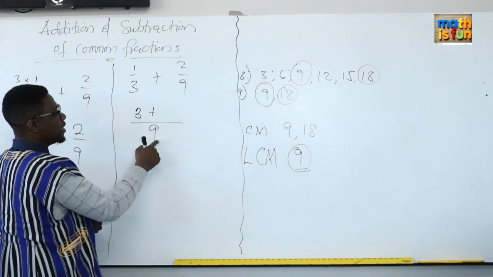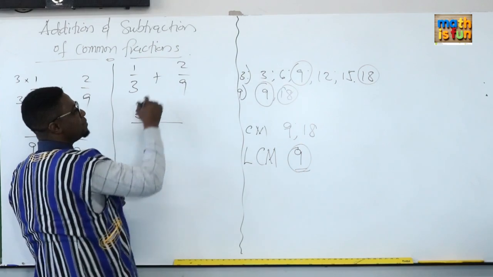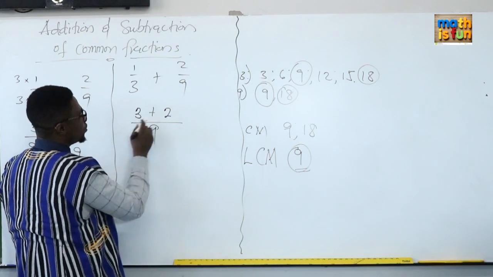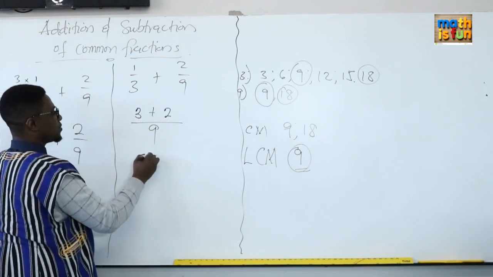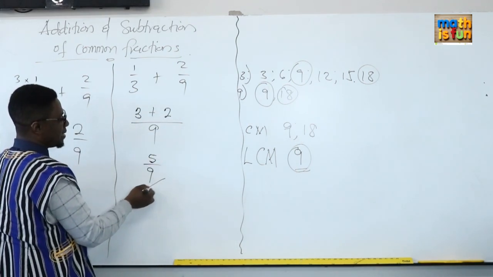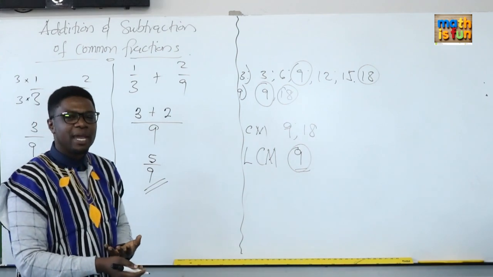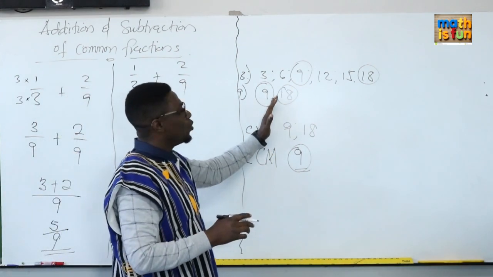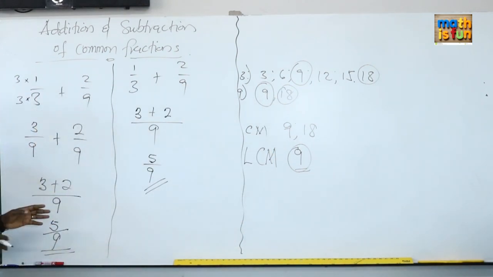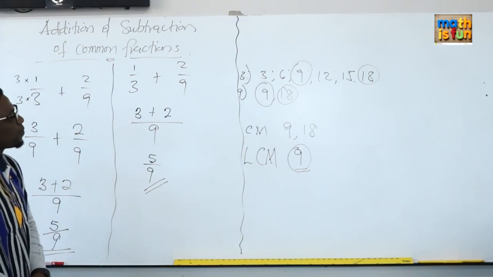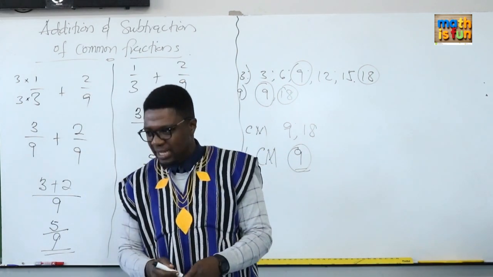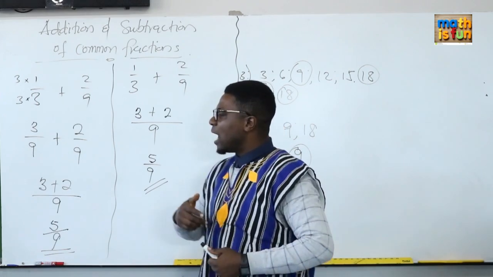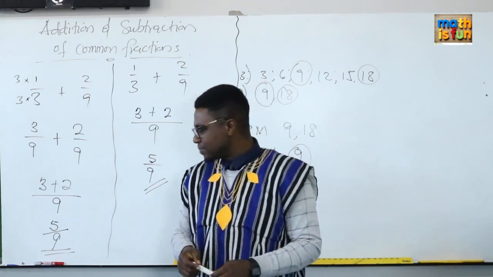Then plus 9 goes into 9 once. 1 times 2 also gives us what? 2. So basically we arrive at the same thing. 3 plus 2 gives us what? 5 out of 9. That is your answer. So basically you can go that route or the shortest route of one dividing the other, then you move on with it. Okay, let's have a problem for the day so that we solve it and see how fast we will be able to grasp this.